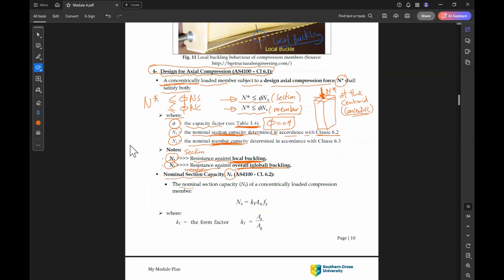So NS is the nominal section capacity of a concentrically loaded compression member equal to this formula here. NS equal to KF times AN times F yield. So the section capacity depends on yielding; the failure expected in this case is the yielding. So what are the parameters of NS? KF is called the form factor. KF equal to area effective over area gross, so AE over AG.